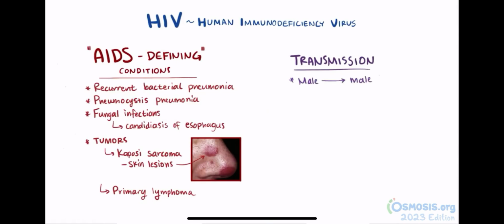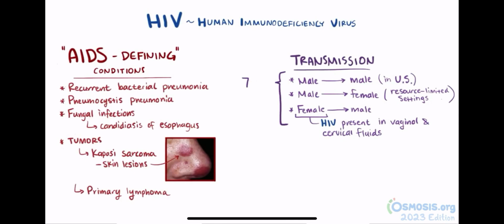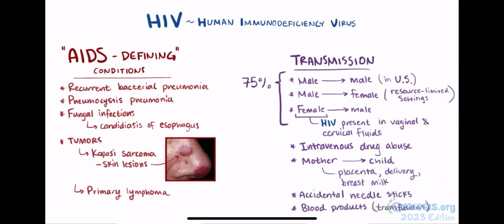Now, male-to-male transmission is the most common mode of transmission in the US, and male-to-female is the most common mode in resource-limited settings. Although less common, female-to-male transmissions occur as well, since HIV is present in the vaginal and cervical fluids of infected women. In fact, over 75% of all cases of HIV are contracted from sexual intercourse. The next most common means of transmission include things like intravenous drug abuse and mother-to-child transmission, which can be via the placenta, during delivery, or via breast milk. Other, much less common modes of transmission include accidental needle sticks and use of blood products like blood transfusions.